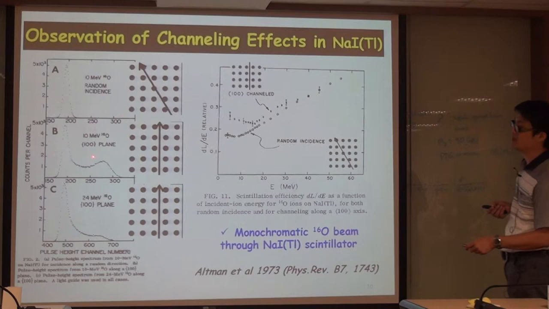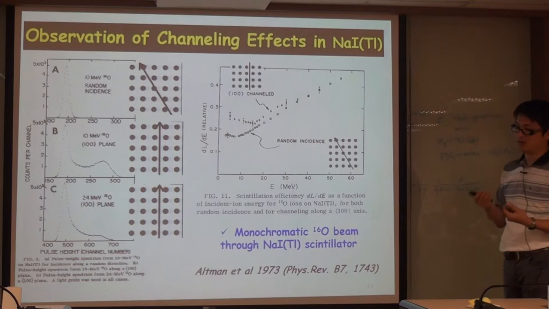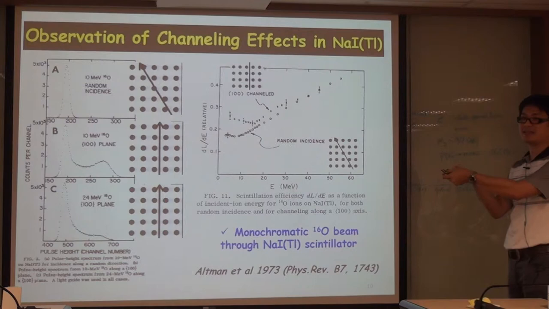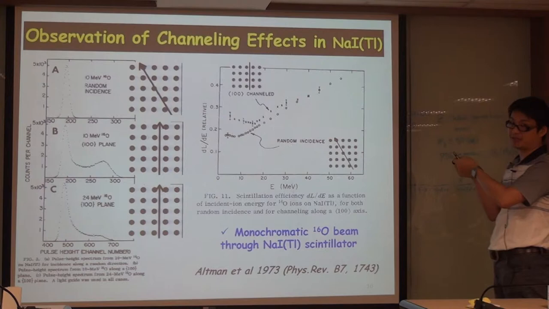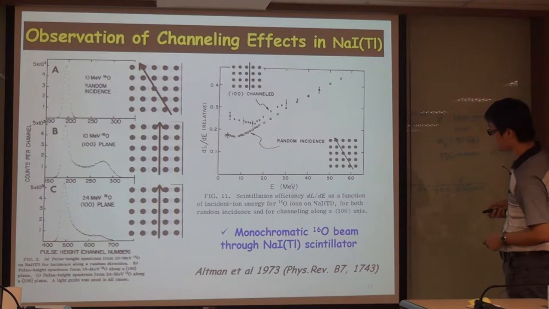You can see that channeling favors low energy, because we have to keep the ion in one channel. It's better not to have a higher energy, otherwise you would have a higher probability to go out of the channel.